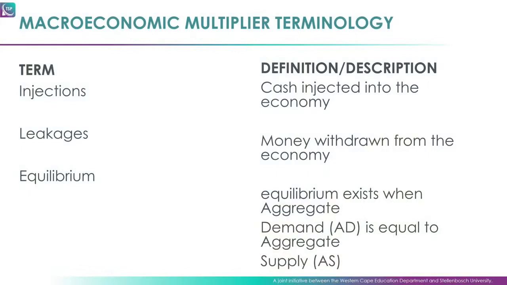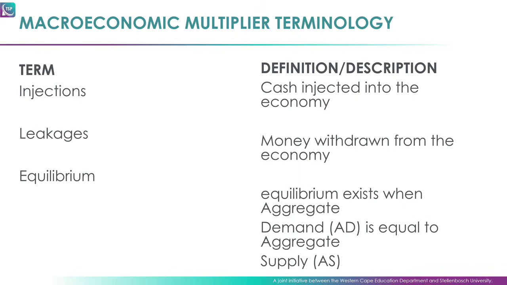Right, so when it comes to the multiplier, the important terminology or concepts are obviously the term injections, because as we spend money, whether it's us spending money or the government, so remember, government expenditure is an injection, consumer expenditure is an injection, and business expenditure, otherwise known as investments, is also an injection. So this is cash that is injected into the economy.